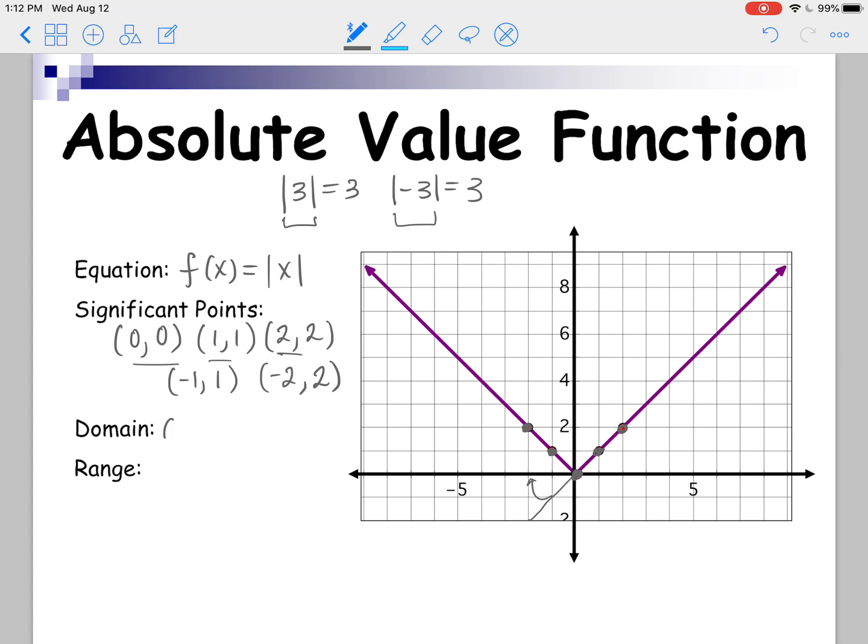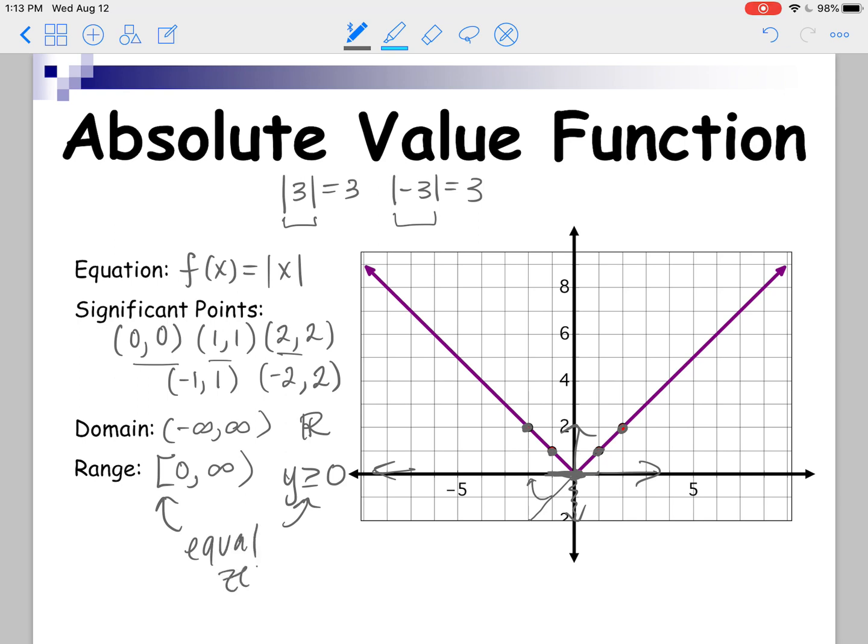The domain, just like the linear function, is all real numbers. It goes forever to the left, forever to the right. We can plug in any number we want. The range, however, would be 0 to infinity, since we can't have any numbers down here. It starts at 0 and the function goes up from there. We could say all real numbers using our fancy R, and then for the range we could say y is greater than or equal to 0. Notice the use of the bracket and the line underneath because we equal 0.